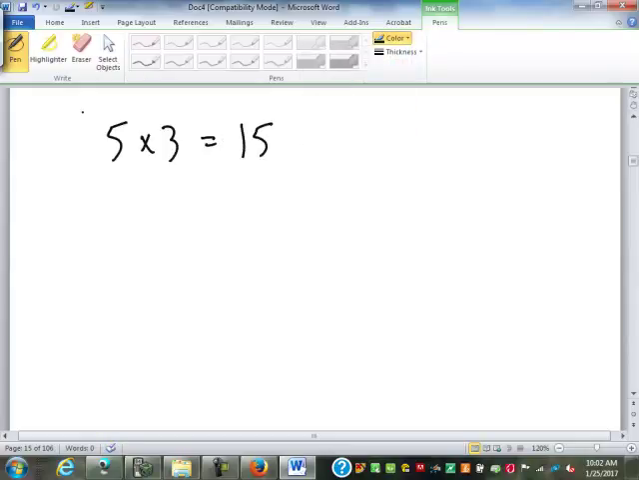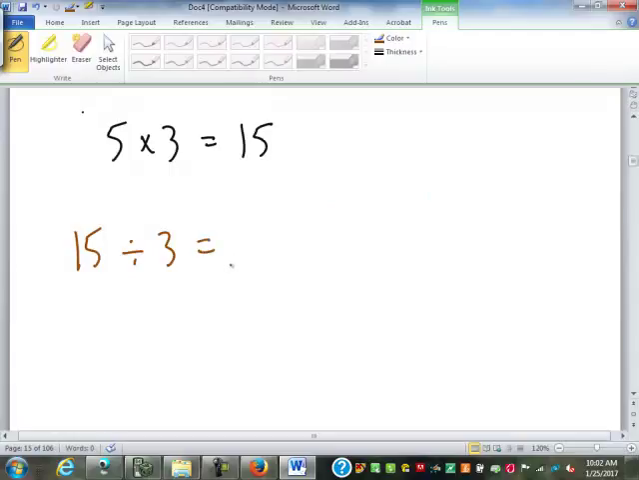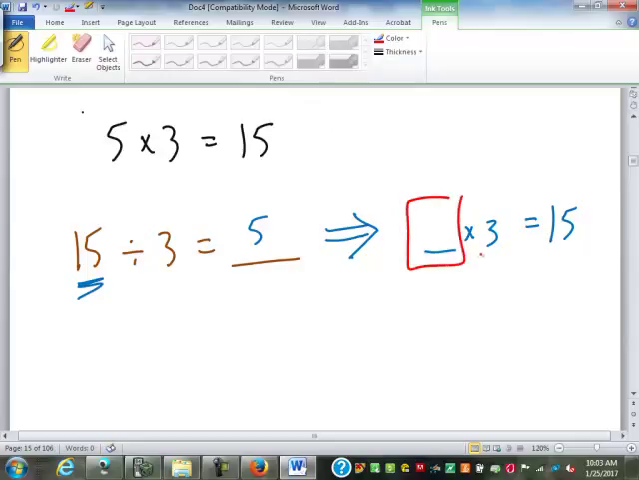So if I ask you, what is 15 divided by 3? I know that answer has to be 5, because what this is asking us to do is to fill in the missing piece here. 15 divided by 3 is saying, I have a multiplication problem where the result is 15. I am multiplying a number by 3 to get 15. So it's asking what number times 3 equals 15? And that is 5.